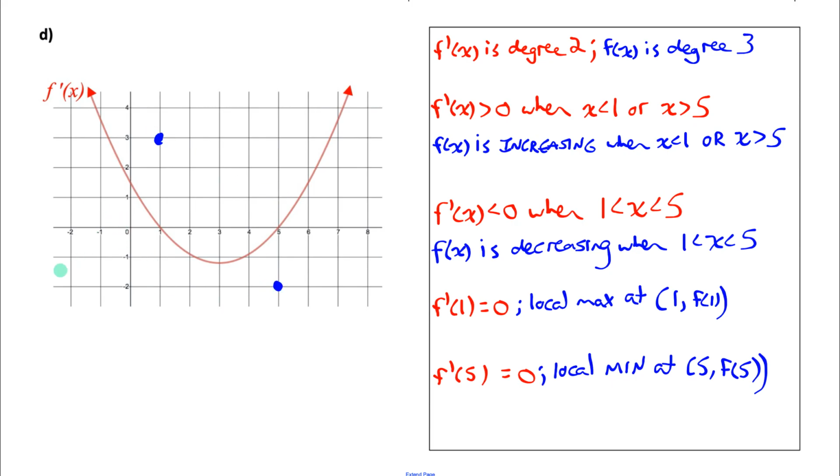So if we read our intervals of increasing and decreasing, I see that f of x was increasing before 1. It was decreasing between 1 and 5. And then it was increasing after 5. There we go. This is f of x.